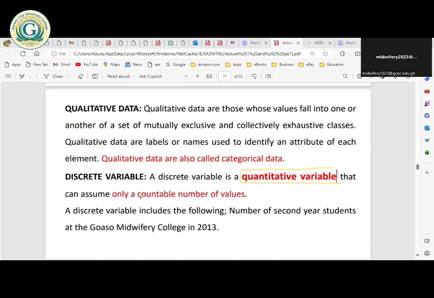Discrete variables always and always assume countable numbers. You get them as whole numbers. For example, if I ask you the number of children that you have, you give me 3, 4, 10, 0, 1. Okay? There's no way you give me 3.5 or 2.5 children.